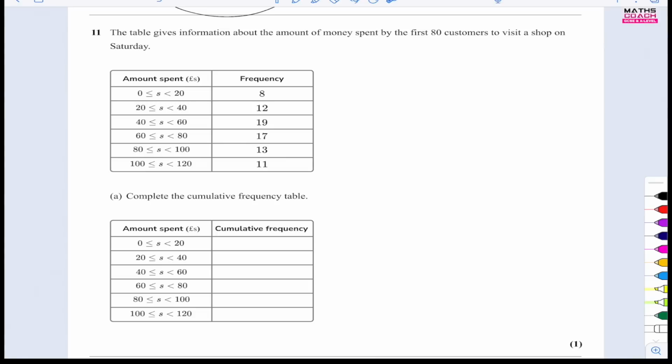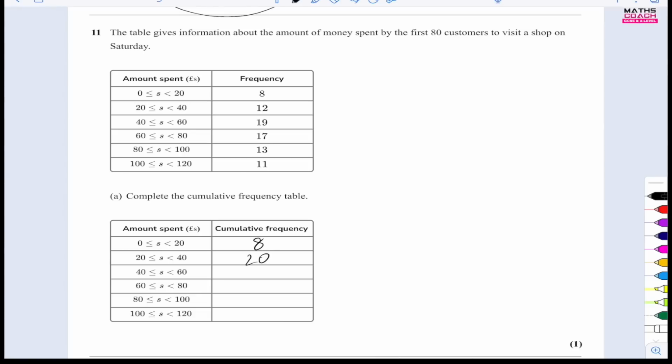Question 11, you've got a table, the first 80 customers visiting the shop. This is the amount of money that they spent. Complete the cumulative frequency table. This looks like a cumulative frequency diagram that we're going to be doing soon. How do we fill this table in? We add all the frequencies. The first one is 8, so 8 goes in here. Then we add the 12. So 8 plus 12 is 20.